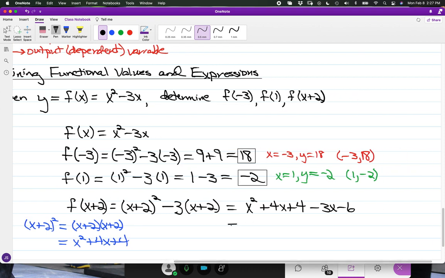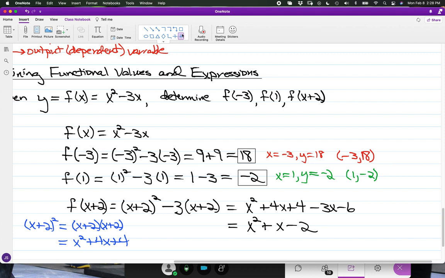Okay, so then we have x squared, 4x minus 3x, so this will leave us with plus x. And 4 minus 6 is going to end up at negative 2. So we come out to x squared plus x minus 2.